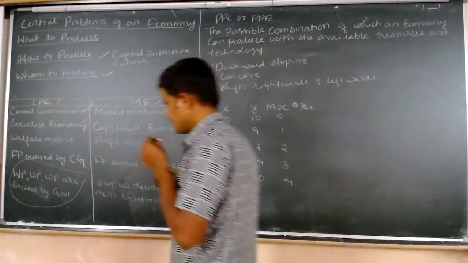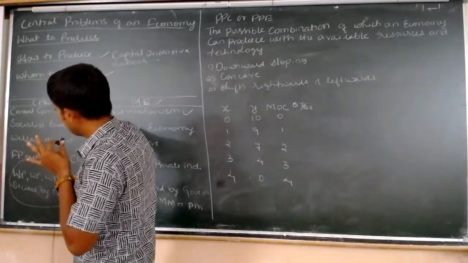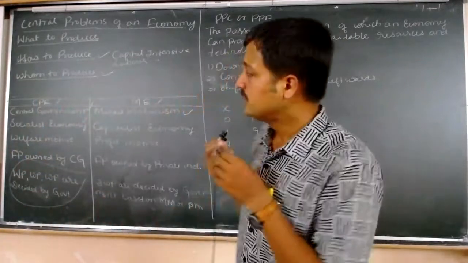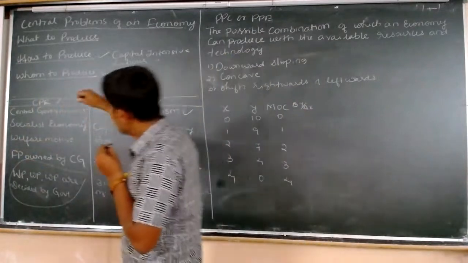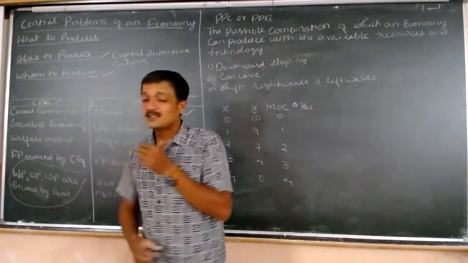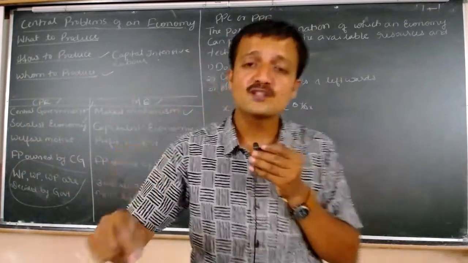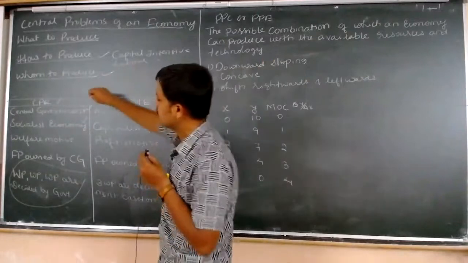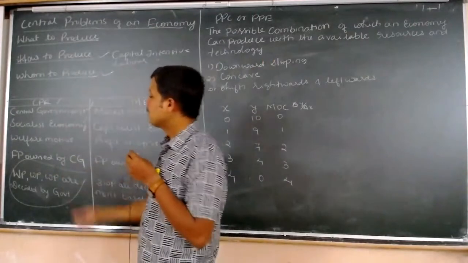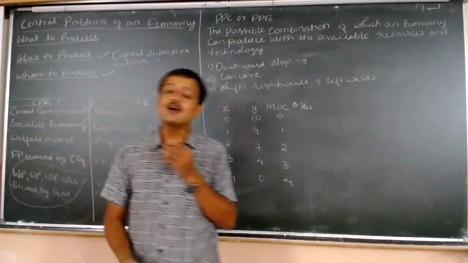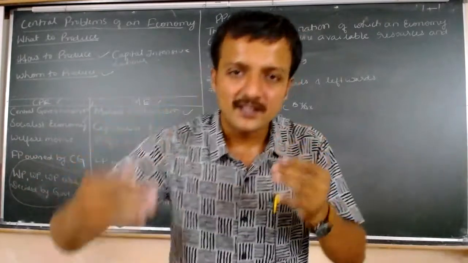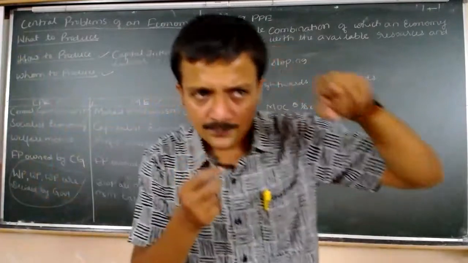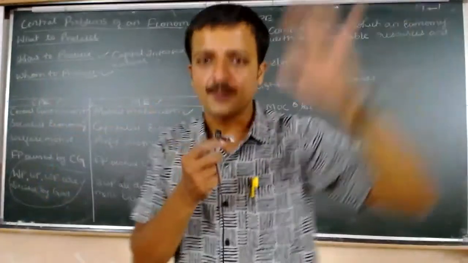And in the centrally planned economy, all the decisions are made by the central government. The government always focuses on the welfare of the people. So what is the motive of the centrally planned economy? The centrally planned economy has a motive called welfare. That means it always thinks about the welfare. All its decisions are targeted towards the welfare of the people.